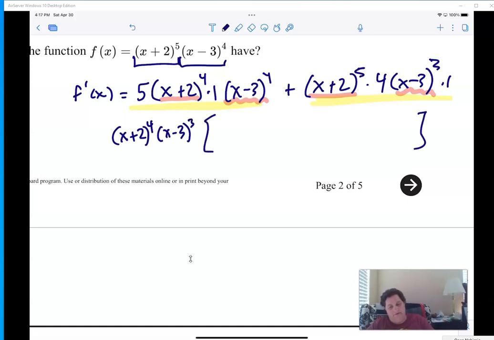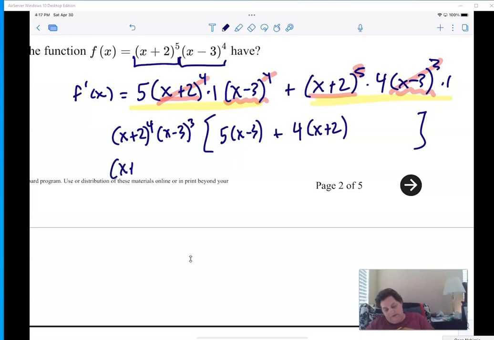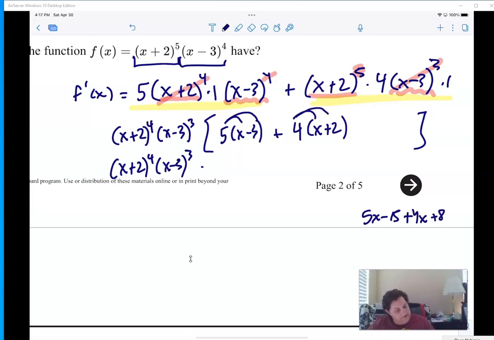And here's what I have left. Okay, I took out all 4 of those, 3 of those. The left, I have a 5 and an X. Here I took out 4 of those and all of those. The left, I have a 4 and an X. And what will happen is, this is going to become, okay, let's see here. Let me do this off to the side. 5x minus 15 plus 4x plus 8. So it's going to become 9x minus 7. That's my derivative.